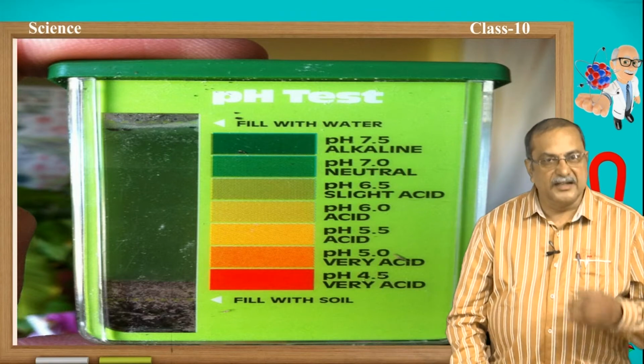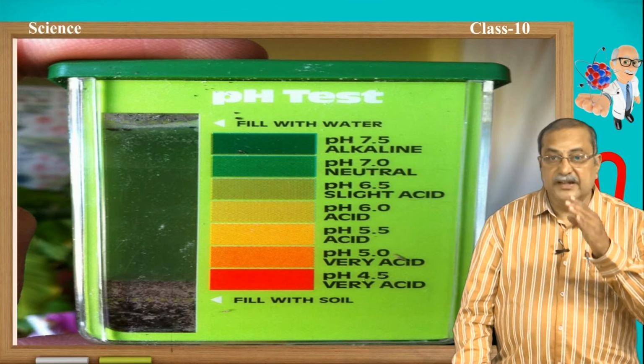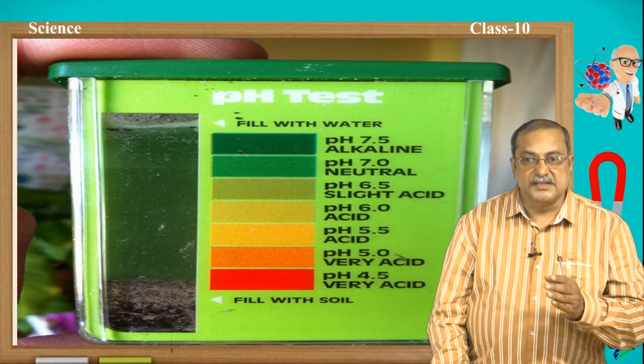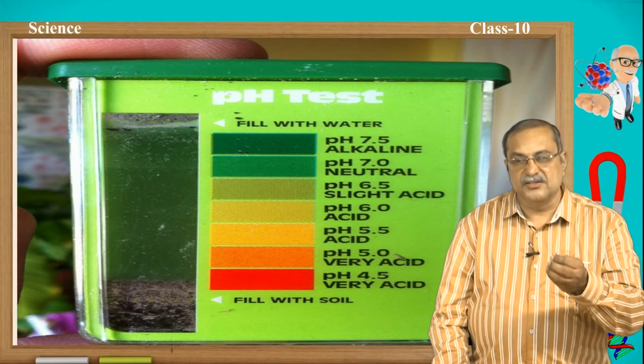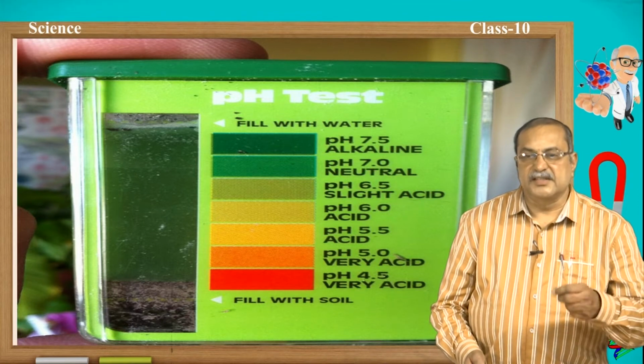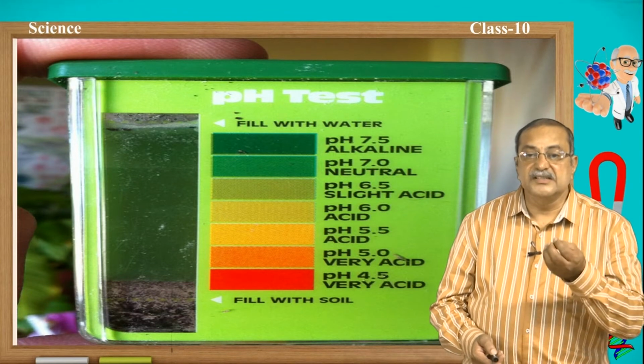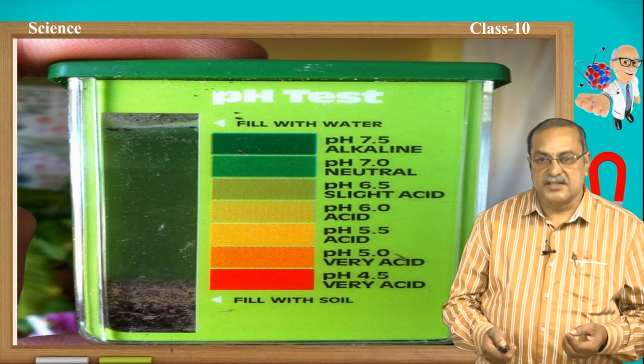How is the garden or agricultural land going to change? We are going to use fertilizer for the growth of plants. The artificial fertilizers we add, urea and other things, change the soil pH and increase the acidity of the soil.